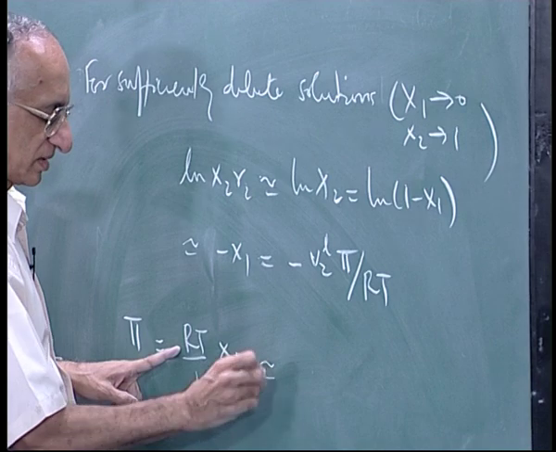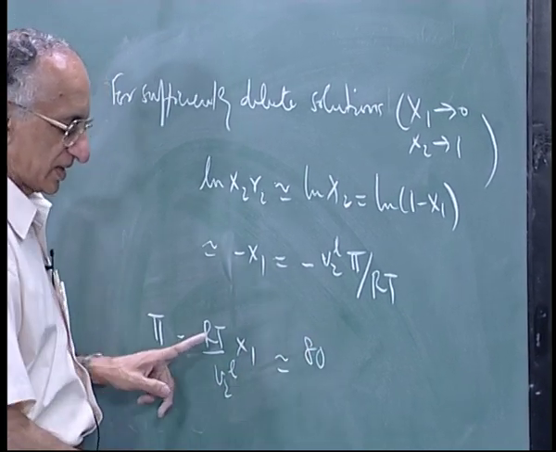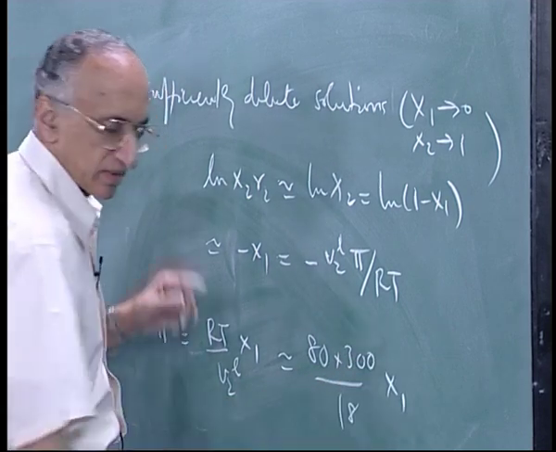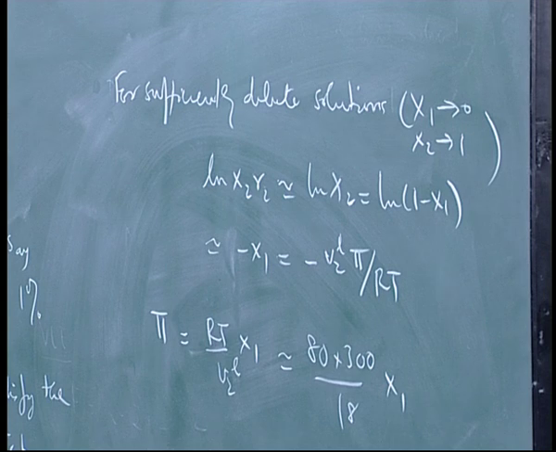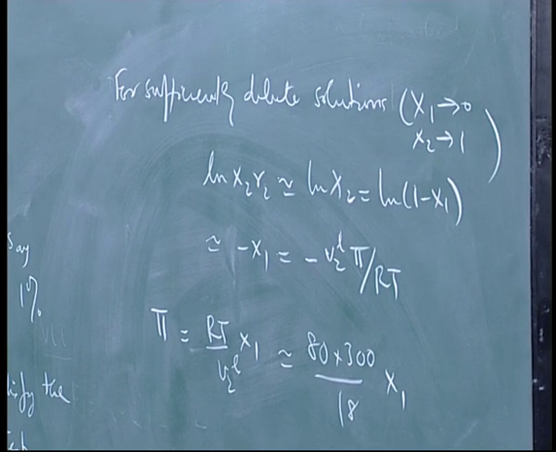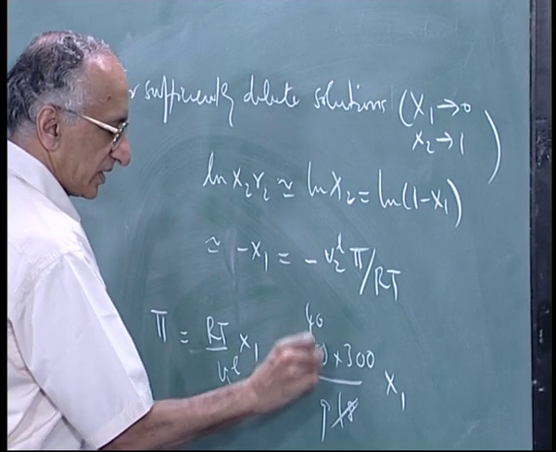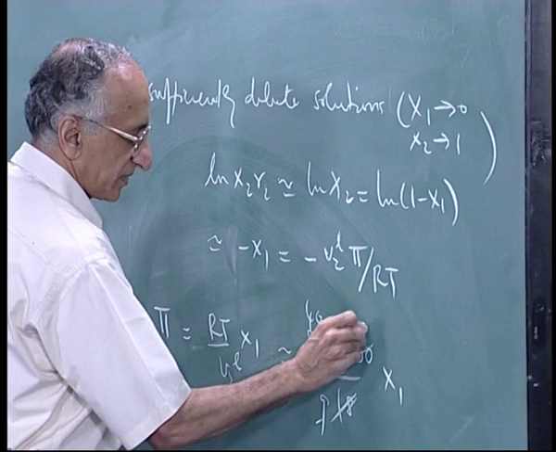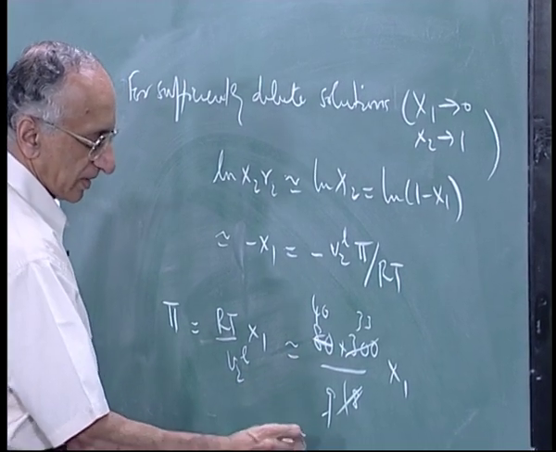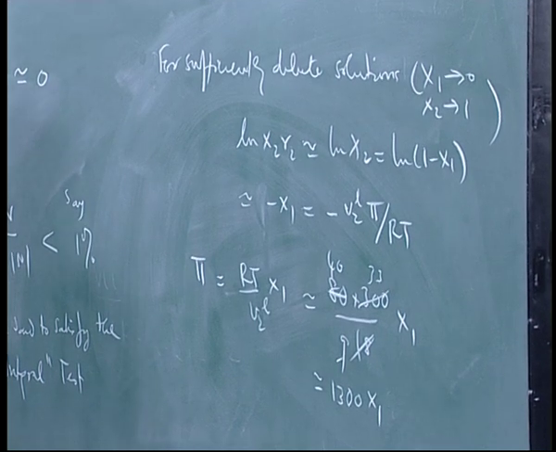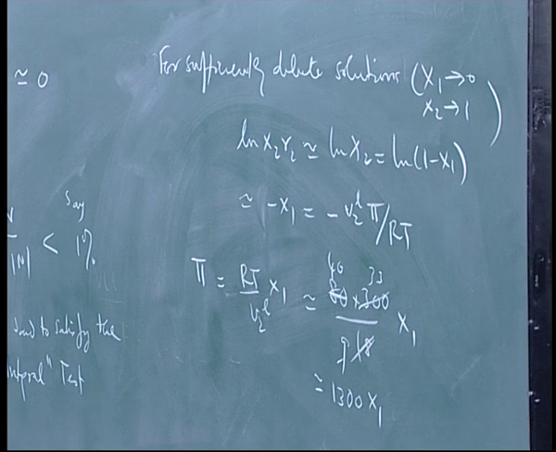R is, for this system, approximately 80. Temperature, let us take room temperature. My V2 liquid is 18 into X1, the mole fraction of salt. How much does this come to? This is 940, this is about 33. If your mole fraction of salt is 0.1, you are talking of 130 atmospheres pressure. Actually, typically for sea water, the osmotic pressure is about 75 atmospheres.